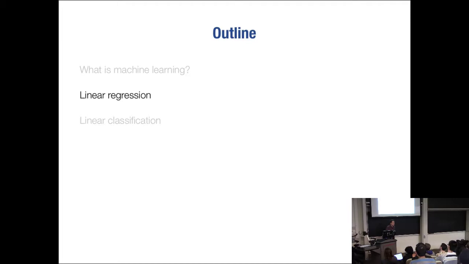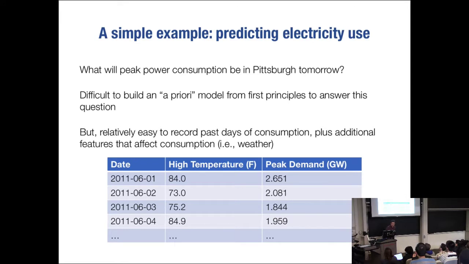All right, so let me start off with a relatively simple prediction problem. This is one that's actually close to my heart. I do a lot of work in applications in power systems. And so I like this example a lot because it's a very concrete example that has quite a bit of real relevance in the real world. So the question is what is the electricity consumption going to be in Pittsburgh tomorrow?